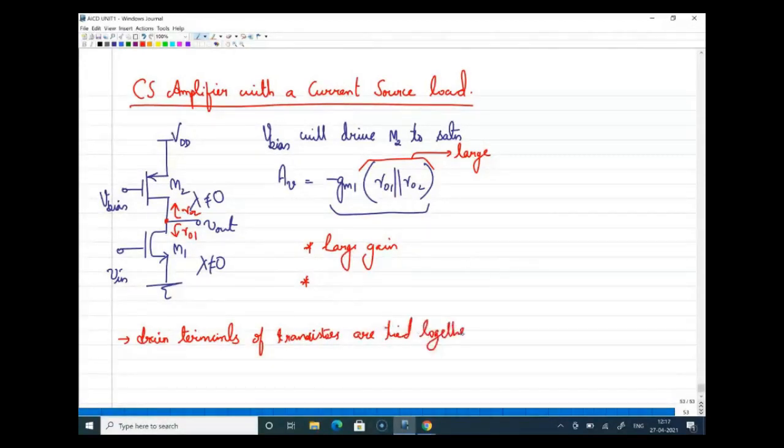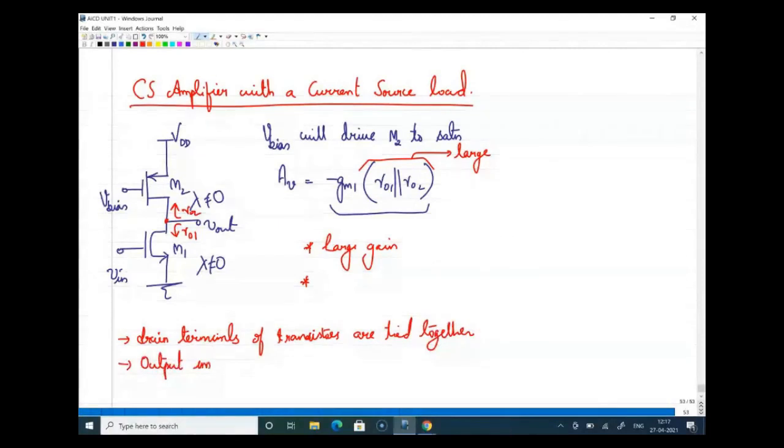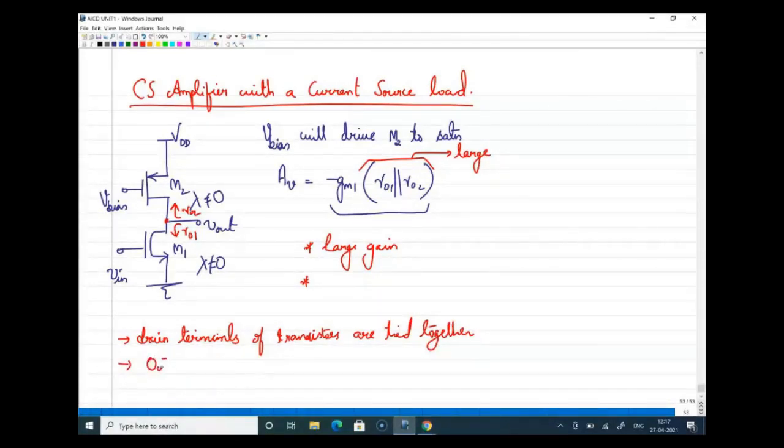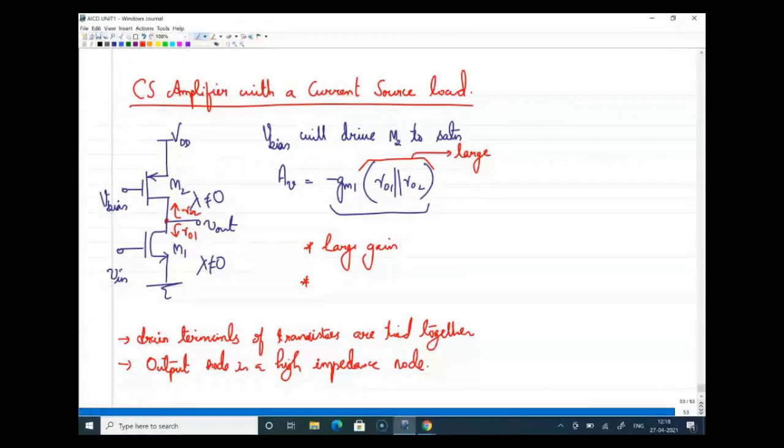If drain terminals are tied together, the output impedance, or rather the output node, is a high impedance node. All right, is that clear? So the output node is a high impedance node because the drains are tied together.